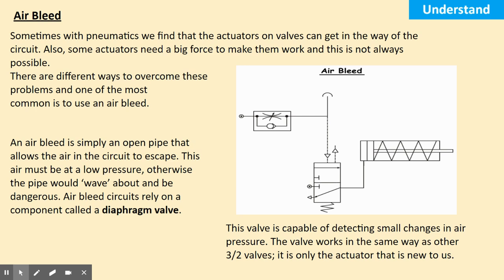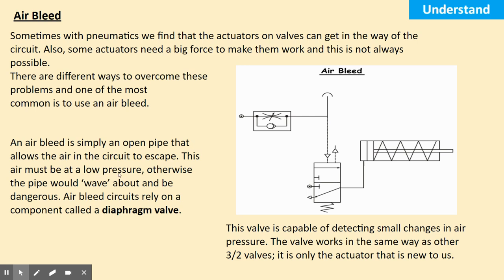It's basically an actuator, the air bleeds. And it can work in two different ways. Basically, what it's saying is an air bleed is simply an open pipe that allows the air in the circuit to escape. If you think of this as the pilot air coming in, it's restricted, it comes through, can then go this way or this way. It's going to go this way because this wee bit here is just an open pipe, and it allows the air in the circuit to escape.